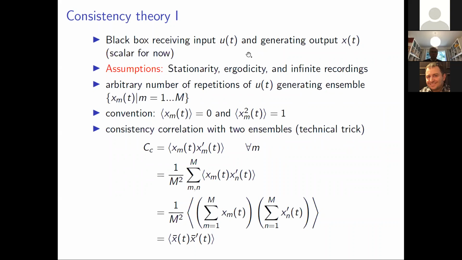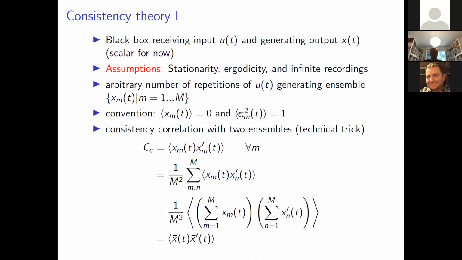Important assumptions, to soothe the statisticians a little bit when they look at what follows: I'm looking at stationary trajectories. I'm looking at systems that are ergodic. So practically, in dynamical systems language, there's just one attractor. And arbitrarily long recordings, so that I can have perfect statistics, and I'm going to speak only about the asymptotic behavior. And also we can generate an arbitrary number of repetitions of this input signal driving the black box, so that we get an entire ensemble of responses, as many as we need. And there's a convention that I always like to use because it simplifies the formulas a lot. All of these responses are centered to zero mean and unit variance.